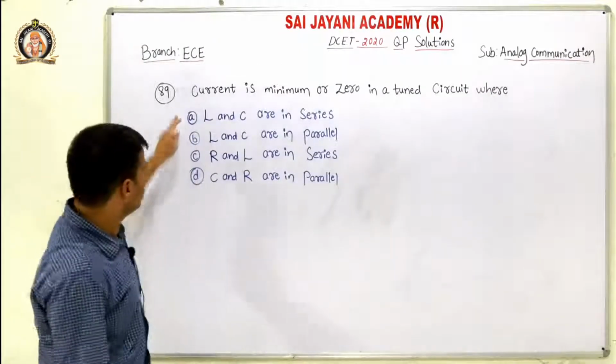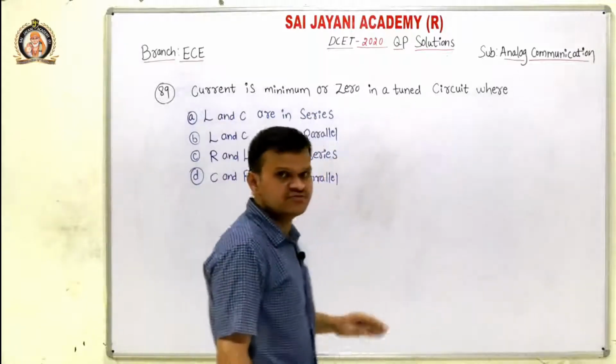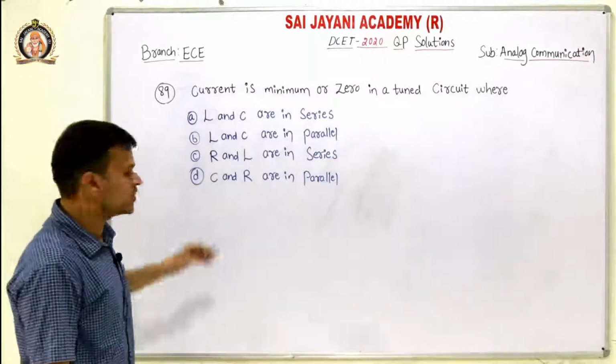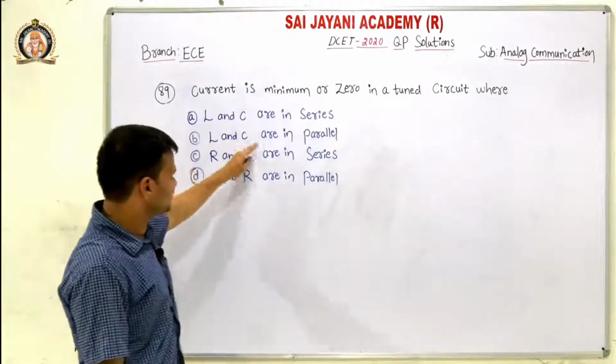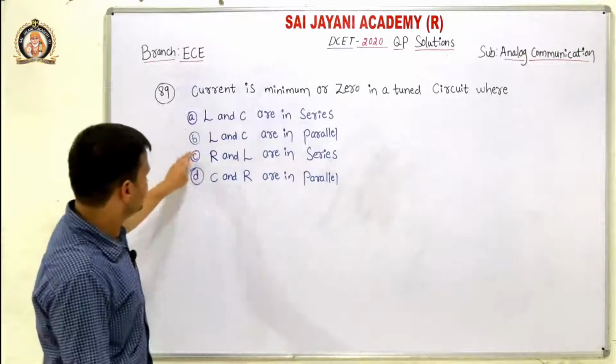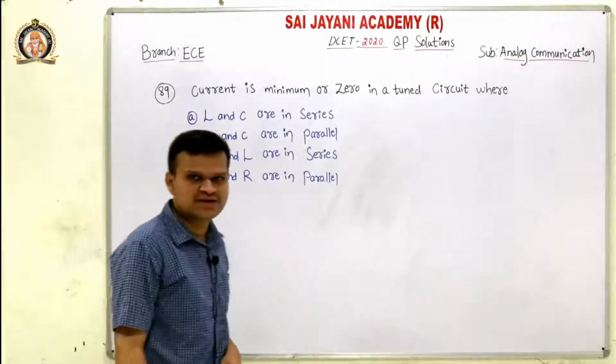The question number 89. The current is minimum or 0 in a tuned circuit where they have given 4 options. Option A, L and C are in series. Option B, L and C are in parallel. Option C, R and L are in series. And the option D, C and R are in parallel.